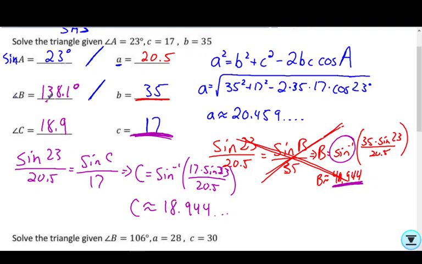So whenever you're switching from law of cosines to law of sines, make sure that you're starting with the smaller of the two sides you have. Since we had 35 and 17, we would start with the 17 first, just in case one of our angles happened to be an obtuse angle that we were finding.